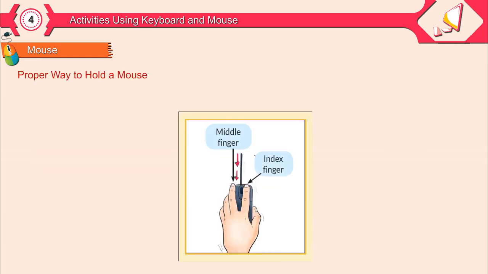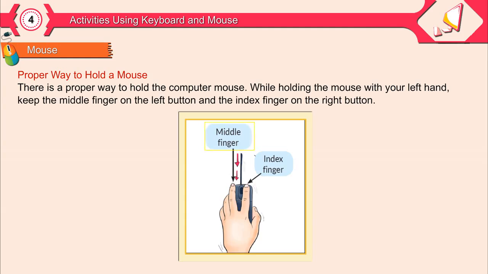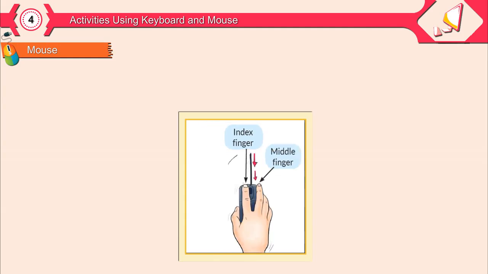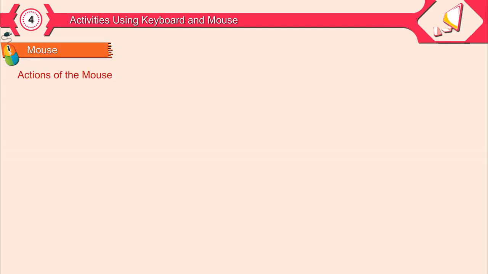Proper way to hold a mouse. There is a proper way to hold the computer mouse. While holding the mouse with your left hand, keep the middle finger on the left button and the index finger on the right button. While holding the mouse with your right hand, keep the index finger on the left button and the middle finger on the right button.